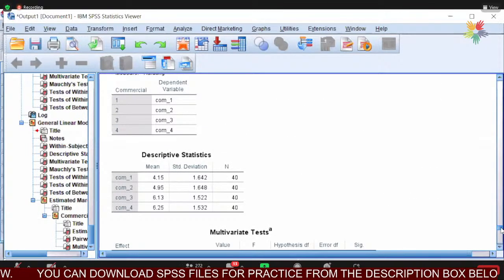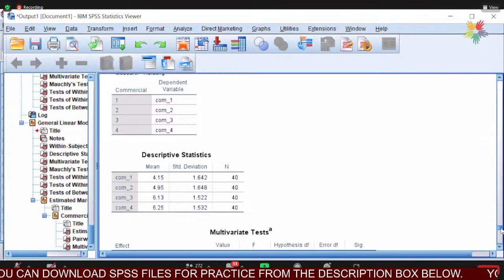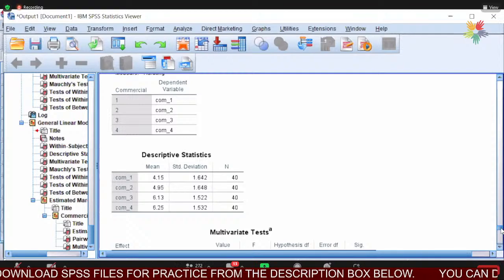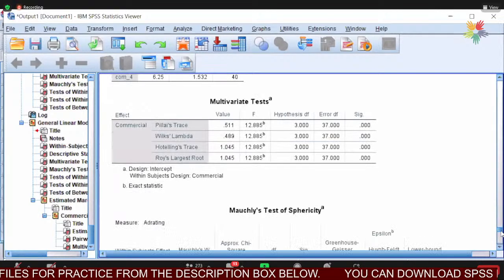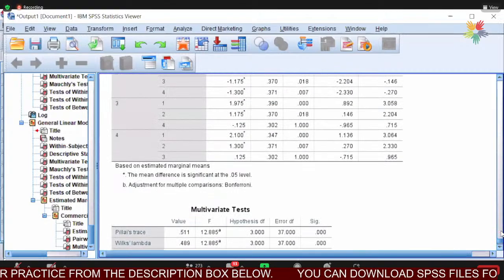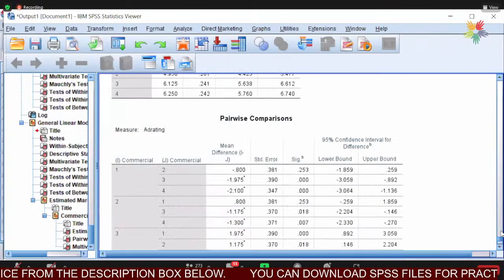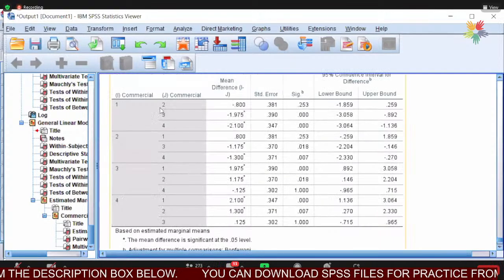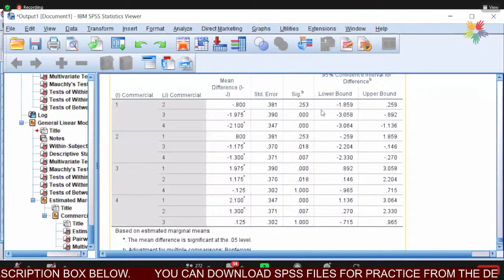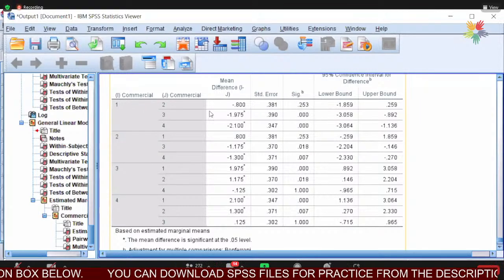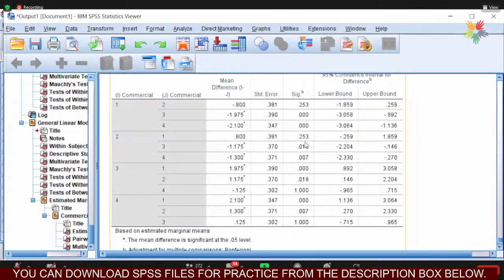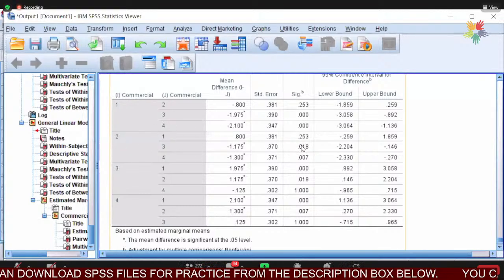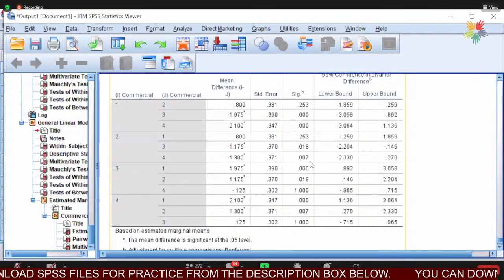Okay, so 4.15. First, between 4.15 and 4.95 there is no difference, but 3, 6. That is why we can look at the pairwise comparison and see whether they are different. So 2 and 3, 1 and 2, there is no difference, the significance value is greater. 1 and 3, there is a difference. 1 and 4, 2 and 1, there is no difference. 2 and 3, there is a difference. 2 and 4, there is a difference, right?